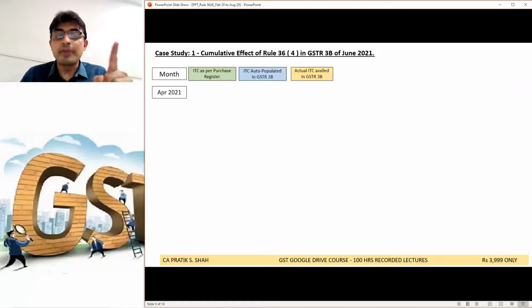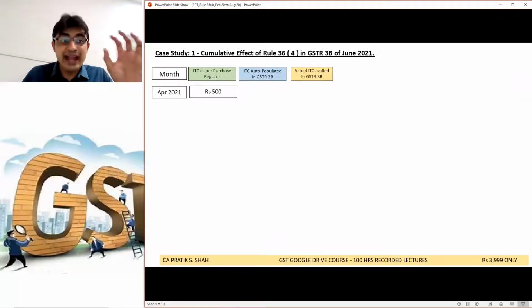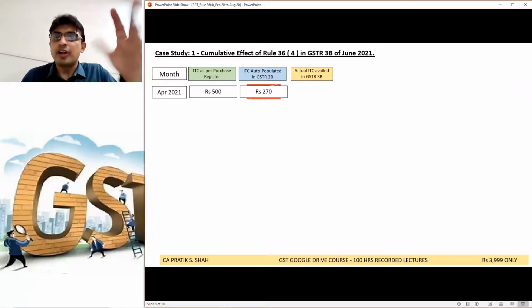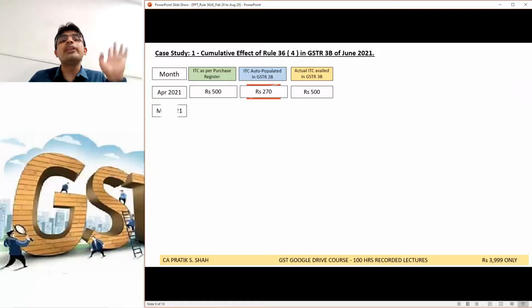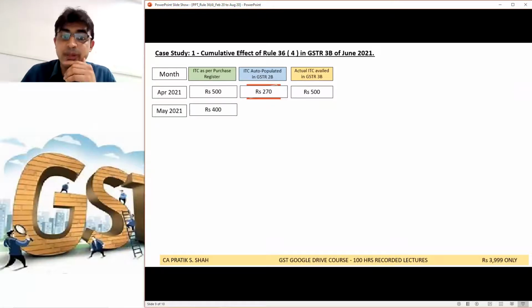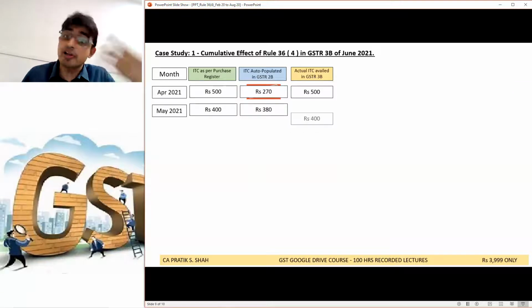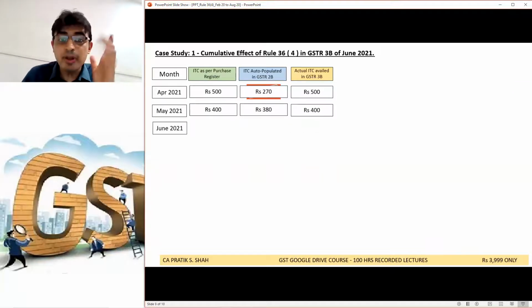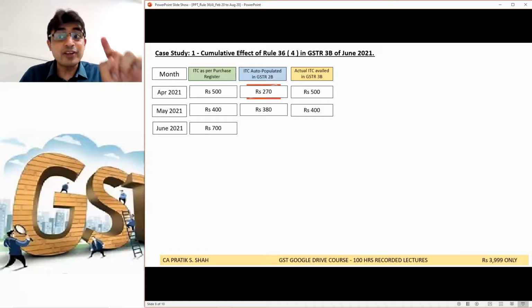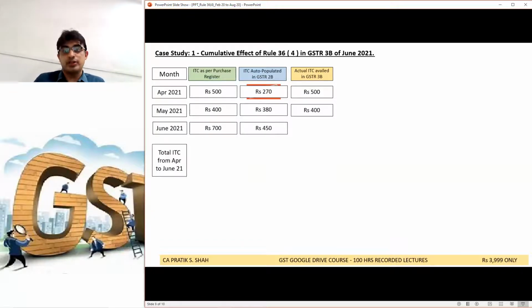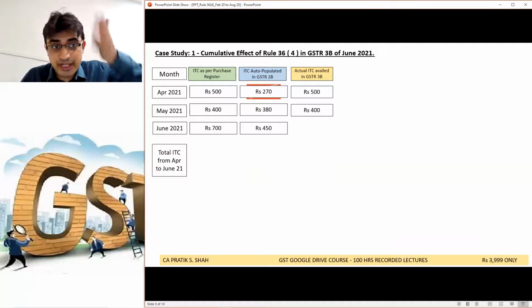Clear? See, for the month of April, my ITC as per purchase register was 500. My auto-populated 2B was only 270. How much can I take? Actual as per purchase register. 2B I will ignore. So I will avail the entire 500. Similarly for May, my ITC was 400. My 2B was showing only 380. How much will I avail? The entire 400. But for the month of June, my ITC as per purchase register is 700. In my 2B, it is only 450. So now I need to take cumulative effect.